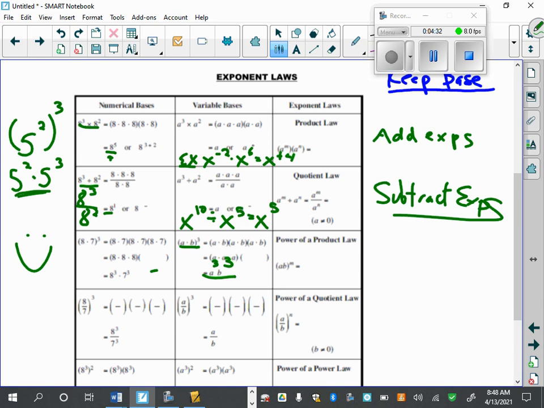Same thing with this one. If you cube a fraction, you cube the top and you cube the bottom. So again, you're happy to get that question. The answer is a cubed over b cubed. That's it. That's all you do. It's a gimme mark. Don't make it too complicated or think it's too easy.